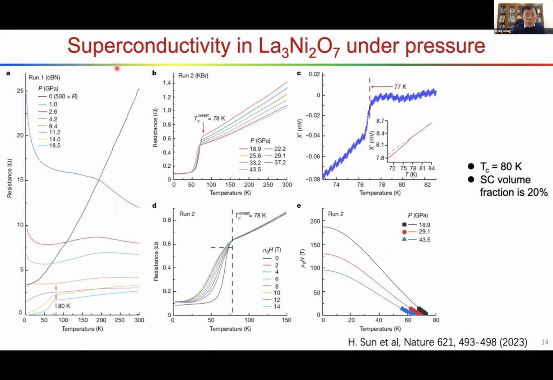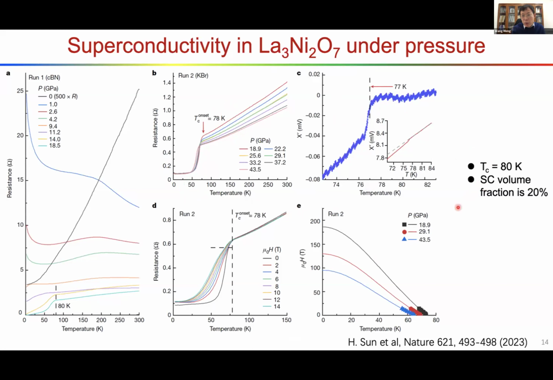So let's move to the property under high pressure. So this one, we observe superconductivity under high pressure, but here the resistance didn't go to zero, okay? But by combining the resistance measurement and the susceptibility measurement, we know there's a superconducting transition at around 80 Kelvin. So here, we also estimated the volume fraction of superconductivity based on these measurements.